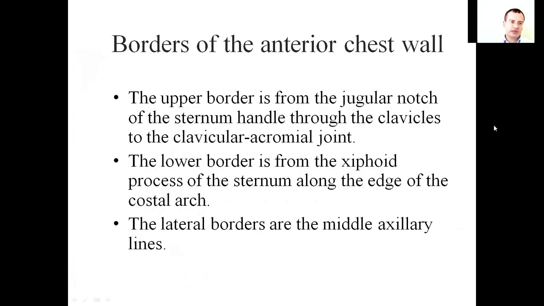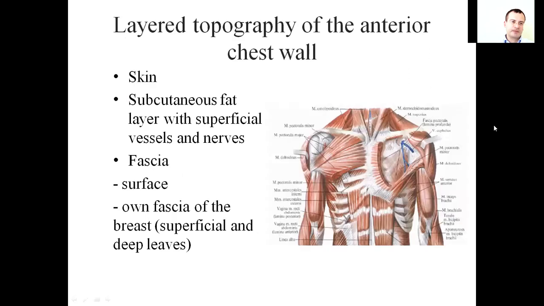The upper border of the anterior chest is from the jugular notch of the sternum handle through the clavicles to the acromioclavicular joint. The lower border is from the xiphoid process of the sternum along the edge of the costal arc. The lateral borders are the middle axillary lines.